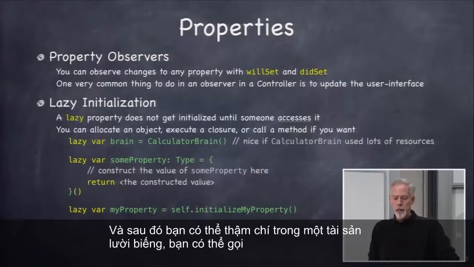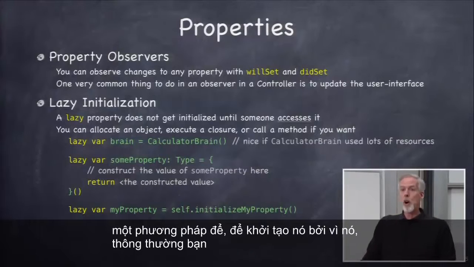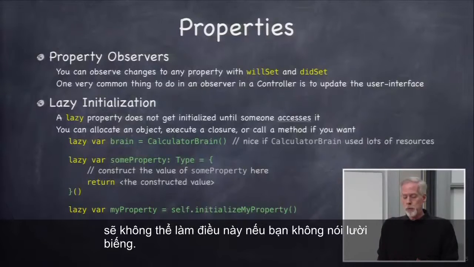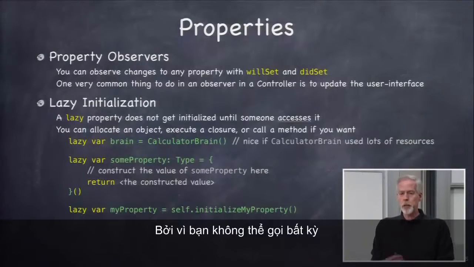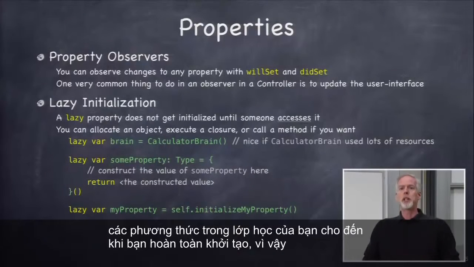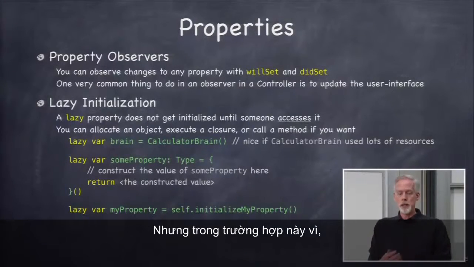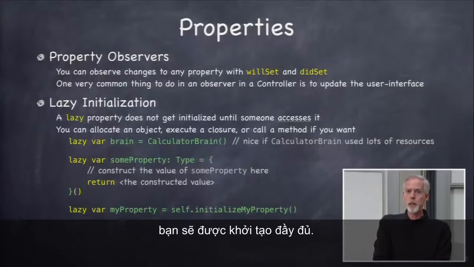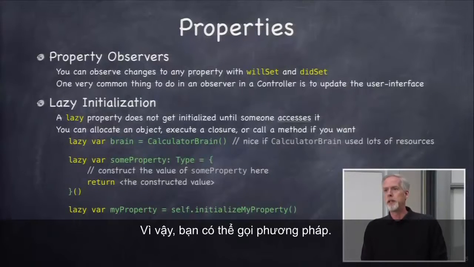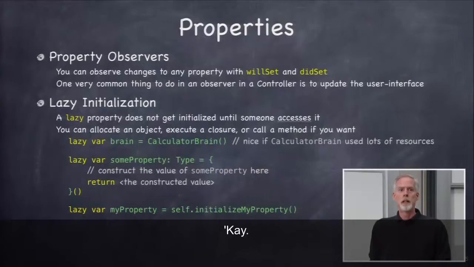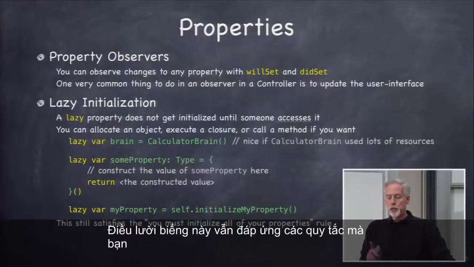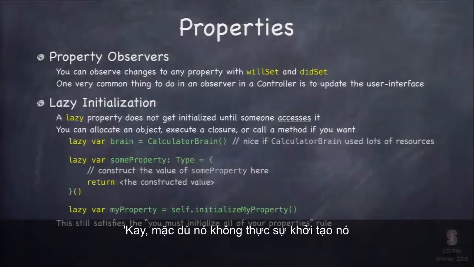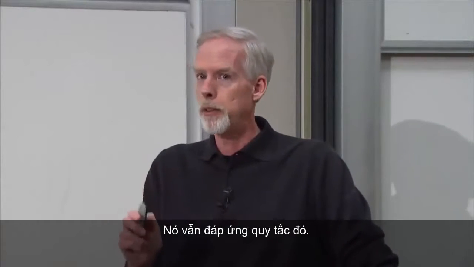Okay? And then you can even, in a lazy property, call a method to initialize it, because normally you wouldn't be able to do this if you didn't say lazy, because you can't call any methods in your class until you're fully initialized. So there's kind of a catch-22 there. But in this case, by the time someone tries to get this property, you'd be fully initialized. So you can call methods. So you see the advantage of lazy there? Okay? This lazy thing still satisfies the rule that you must initialize all of your properties. Even though it doesn't actually initialize it until someone accesses it, it still satisfies that rule.